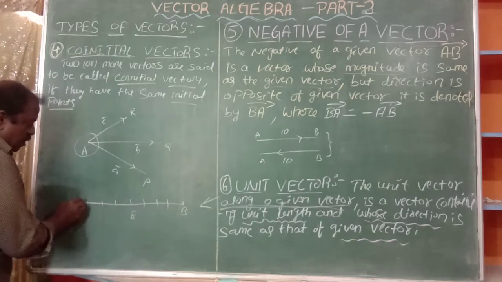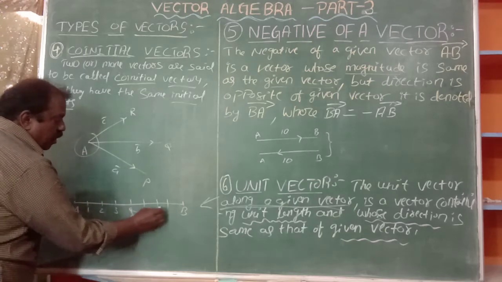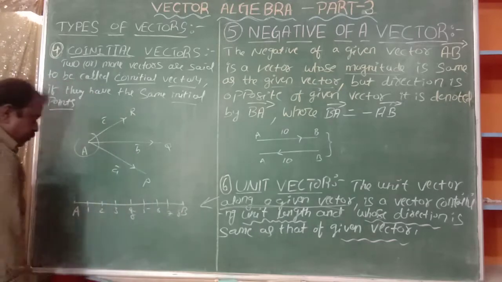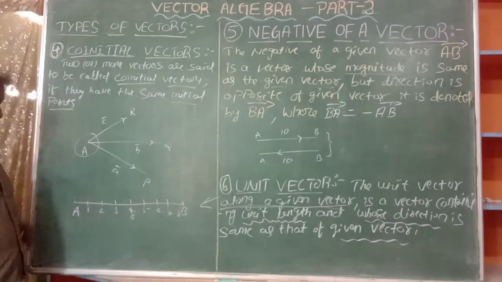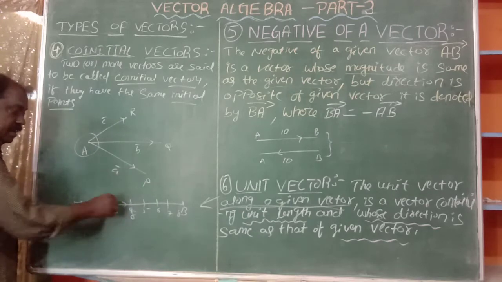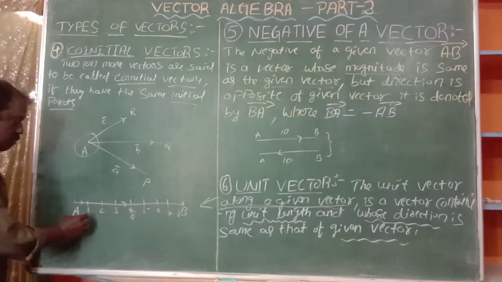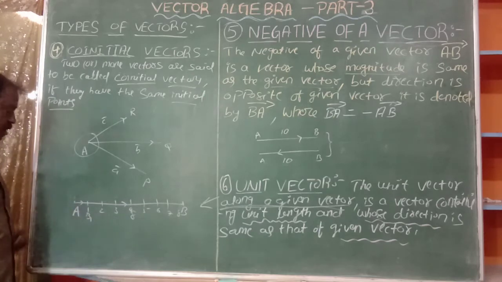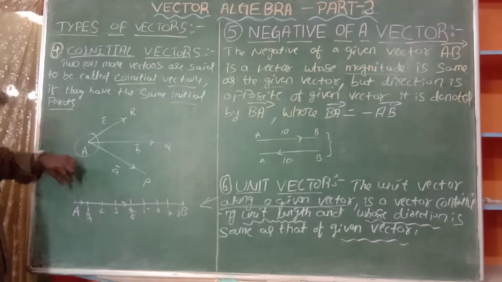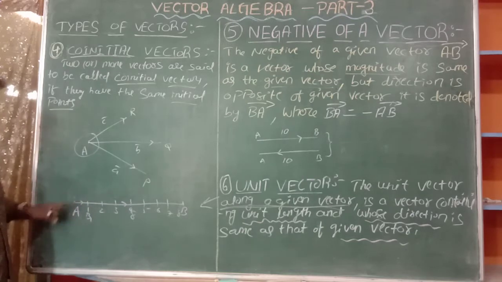You see, here is 1 unit, 2 units, 3, 4, 5, 6, 7, and this is 8. It is 1 unit length. The direction is the same, A to B. This A B, it is called B1. A B1 is a unit vector. Why? Because it has unit length and the direction is the same.